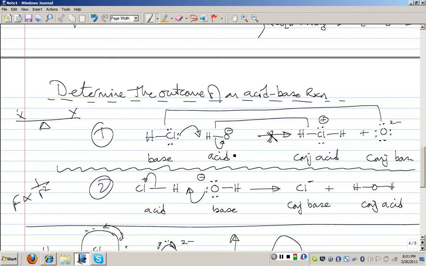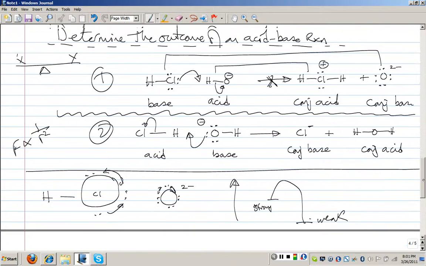Just because the top reaction does not go, it does not mean by default that the bottom reaction does go. Because it is perfectly legal to mix A and B and have nothing happen. Chemistry does not occur because you mix stuff. Chemistry occurs for a reason. And as far as acid-base reactions go, the reason is that the strong acid gives rise to the weak, and the strong base gives rise to the weak.